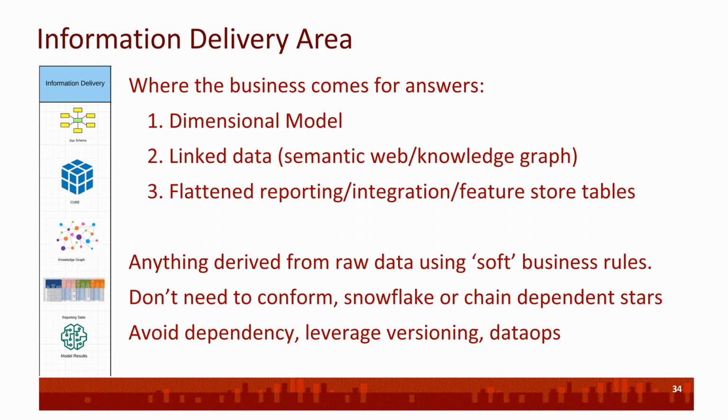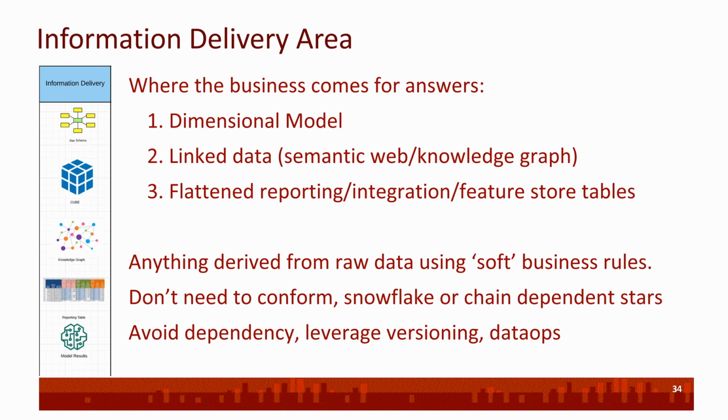There are other ways, though, to produce information from your data. You don't have to use a dimensional model. You can use linked data or a knowledge graph, semantic type things that you see in the semantic web, or you can simply flatten the data. Create the big wide tables so that people can report off of it. That's fine too. Or an integration hub or feature store. Make this data available to perhaps be informated later on in the process. So anything derived from raw data is done using soft business rules.